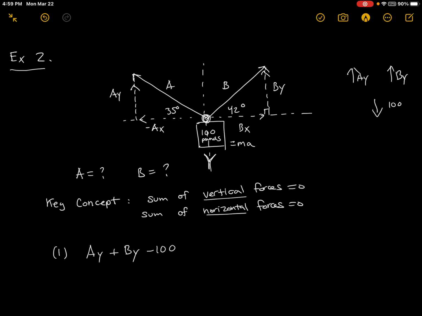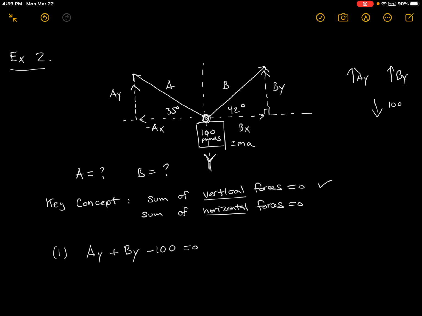So there's key concept number 1, right? I have two forces, A of Y and B of Y, going up. One force, 100 pounds, going down. These guys need to cancel out to 0. If I add the forces, they have to equal 0. Why does it have to equal 0? Because remember, this object is stationary.